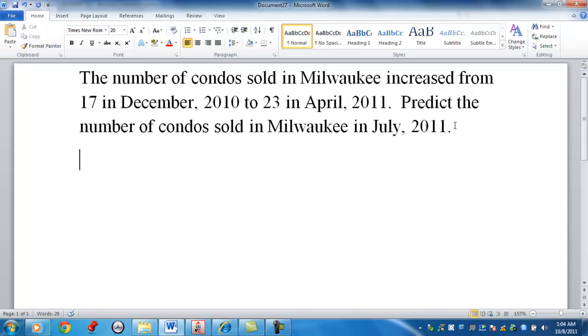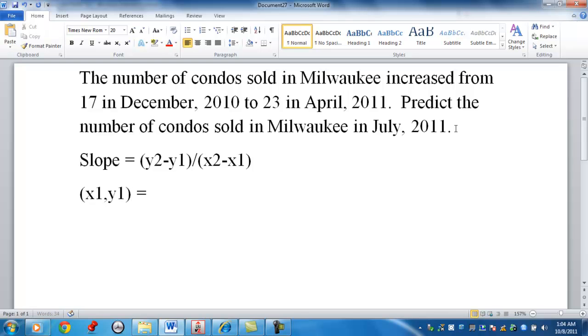Given the information here, the first thing we want to do is find the slope. I like to use the equation y2 minus y1 divided by x2 minus x1. I need to know my two coordinates. If you're going to use a starting point for this equation, the first coordinate, we're going to use x1, y1.